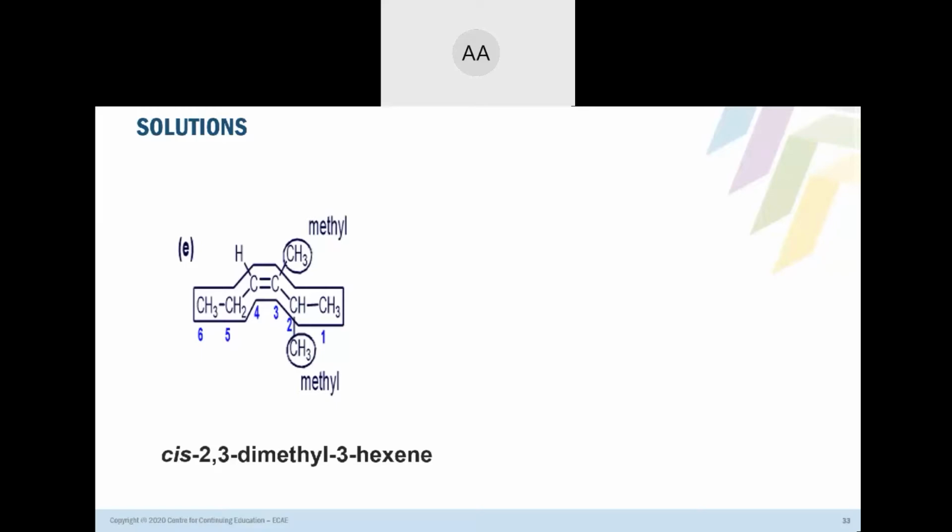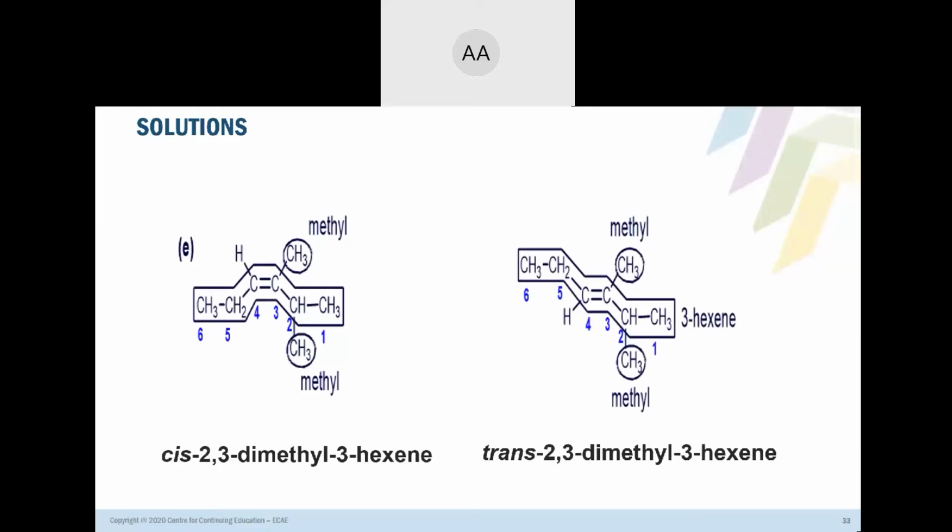Well done. Now what about the other isomer? What do we have there? Trans. So you can see we now have trans 2,3 dimethyl 3 hexene. So we still have the carbon double bond in the same place. However, the functional groups are on opposite sides, so we have a trans isomer.